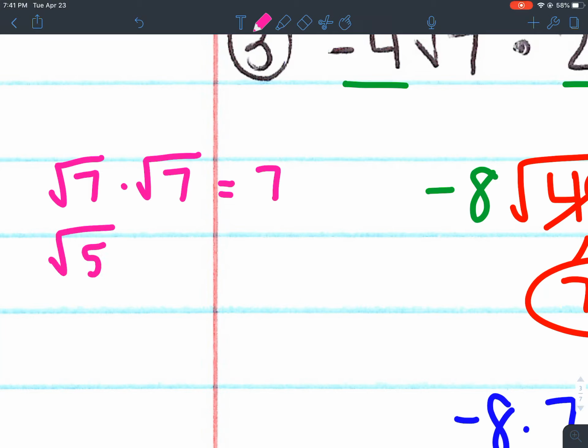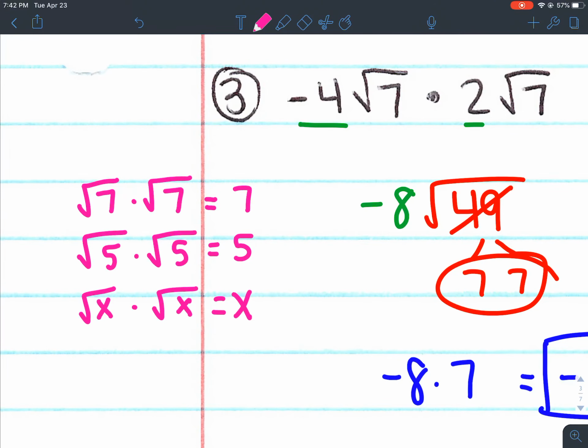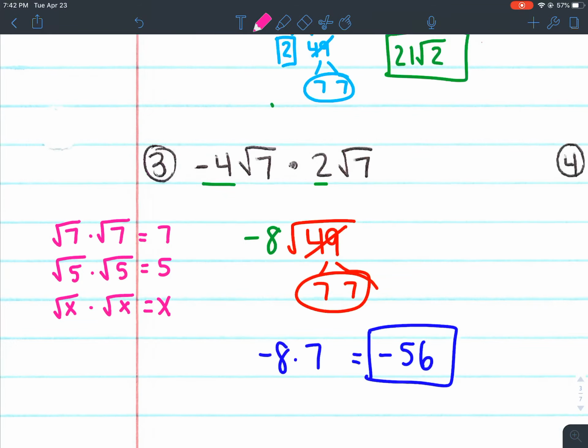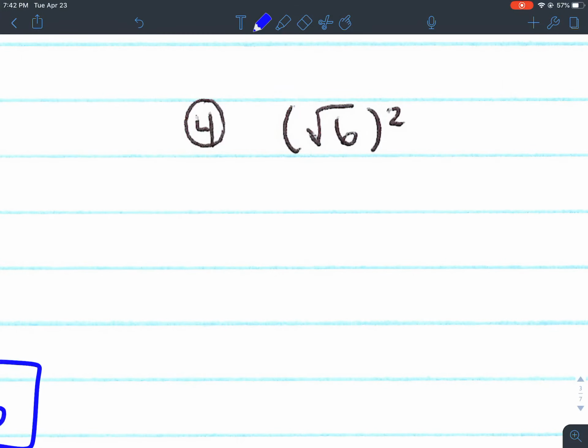Or if I have the square root of 5 times the square root of 5, that would give me 5. So if I have the square root of x times the square root of x, that would give me x. So whatever you have, if it's the exact same thing being multiplied together, you'll get the same thing that's inside the radical. For example, over here, I have the square root of 6 squared.